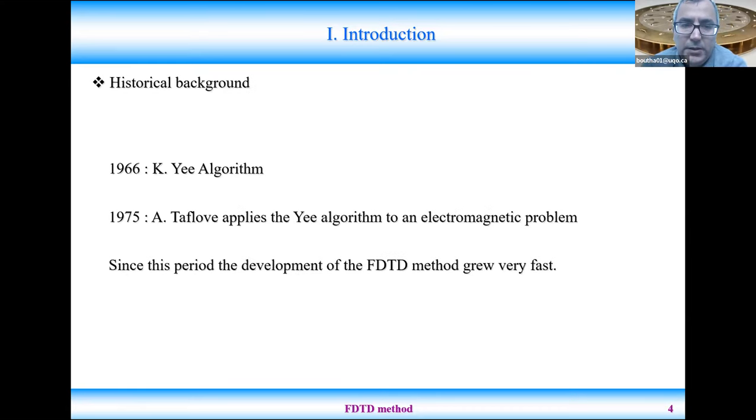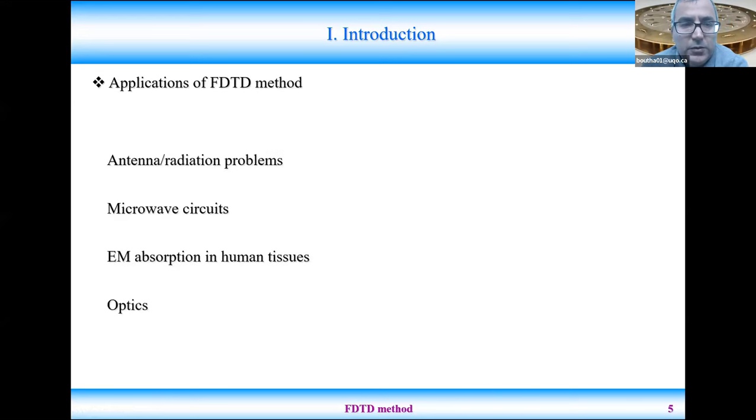This is a historical background. Yee proposed an algorithm in 1966 that is still used nowadays for the FDTD. And the first time that the FDTD algorithm was used was in 1975 by Allen Taflove, and he applied it to analyze the effect of radiation on human eyes. And since this period, the FDTD grew very fast and it is now very mature. Nowadays, it is used in many applications, such as radiation problems, antenna problems, microwave circuits, electromagnetic absorption in human tissues, and also in optics.